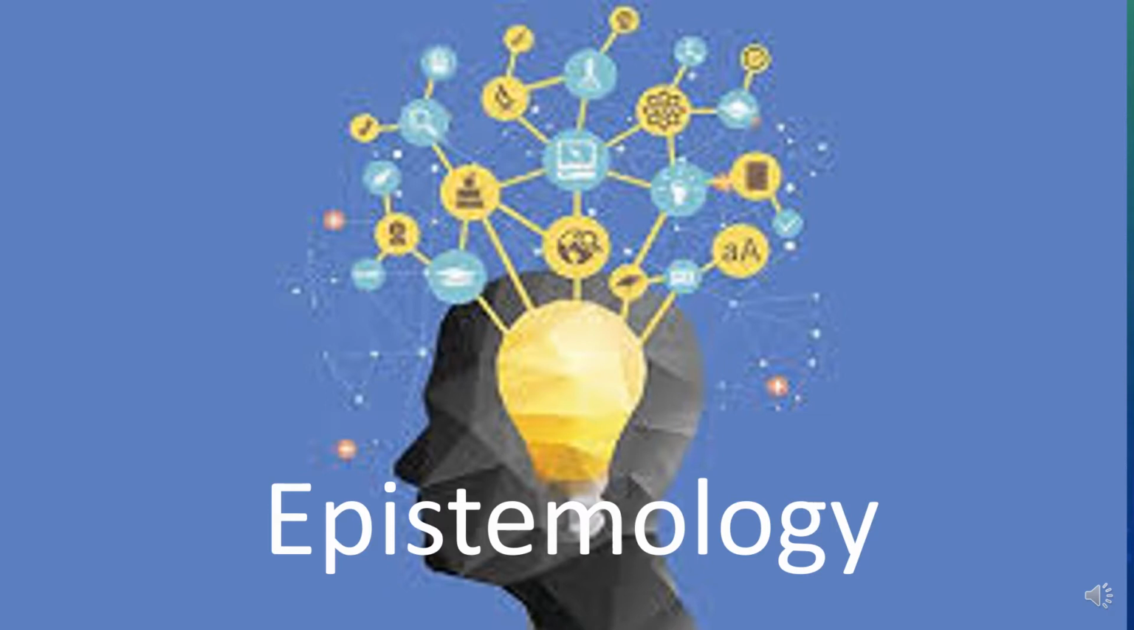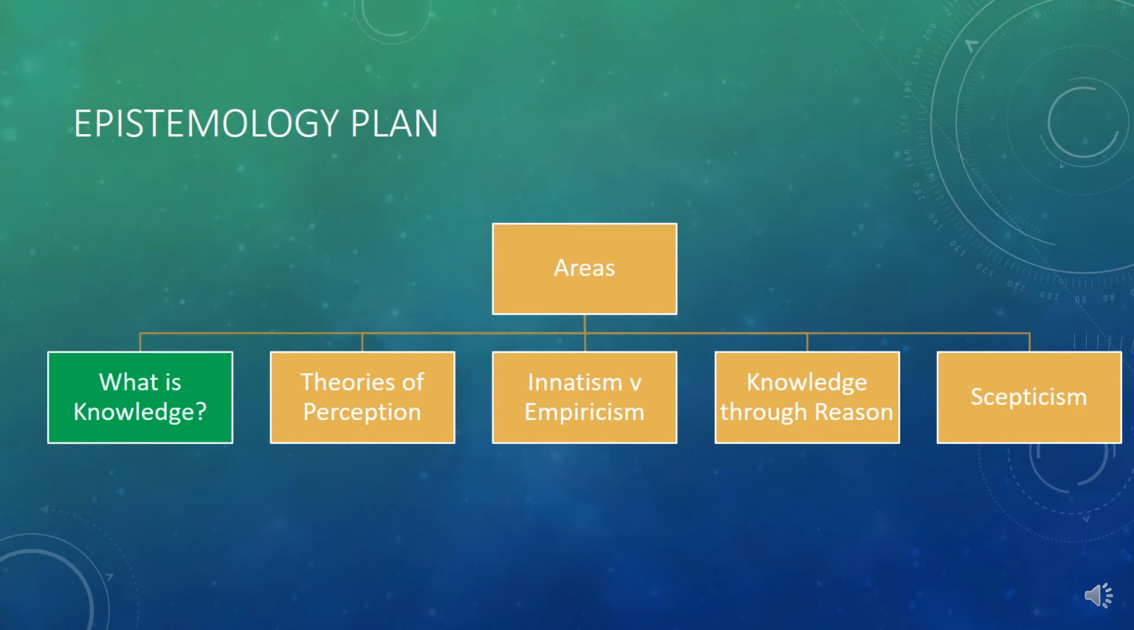So first of all, what is epistemology? Well, epistemology refers to the theory of knowledge. It explores different ideas and questions pertaining to knowledge. We're going to break epistemology up into five main sections, and we're going to start today with what is knowledge and how is knowledge to be defined.